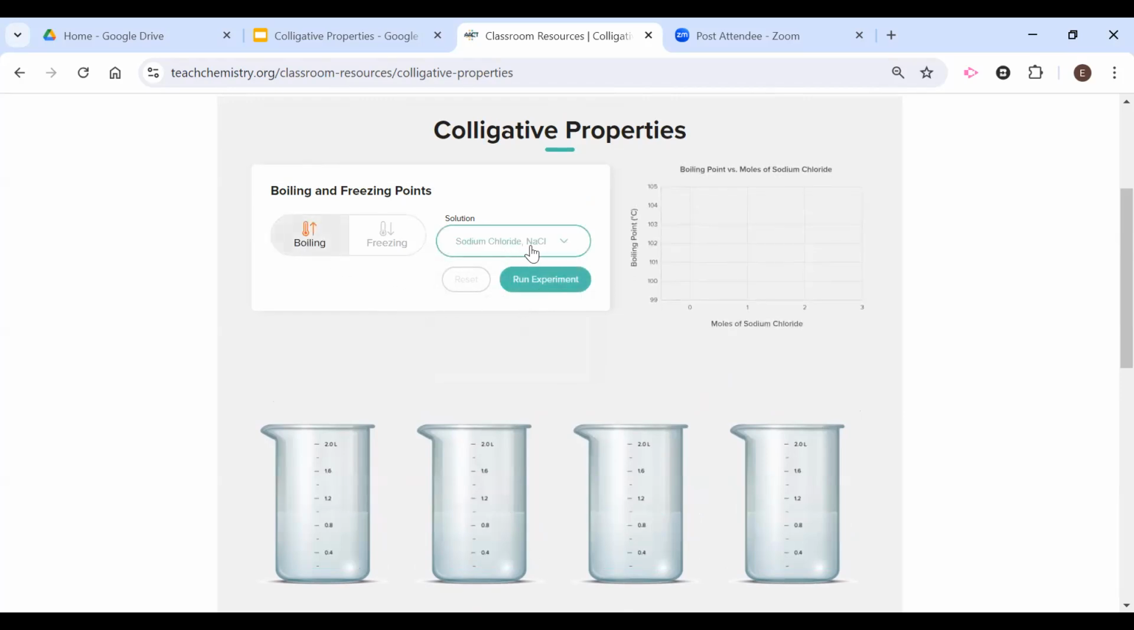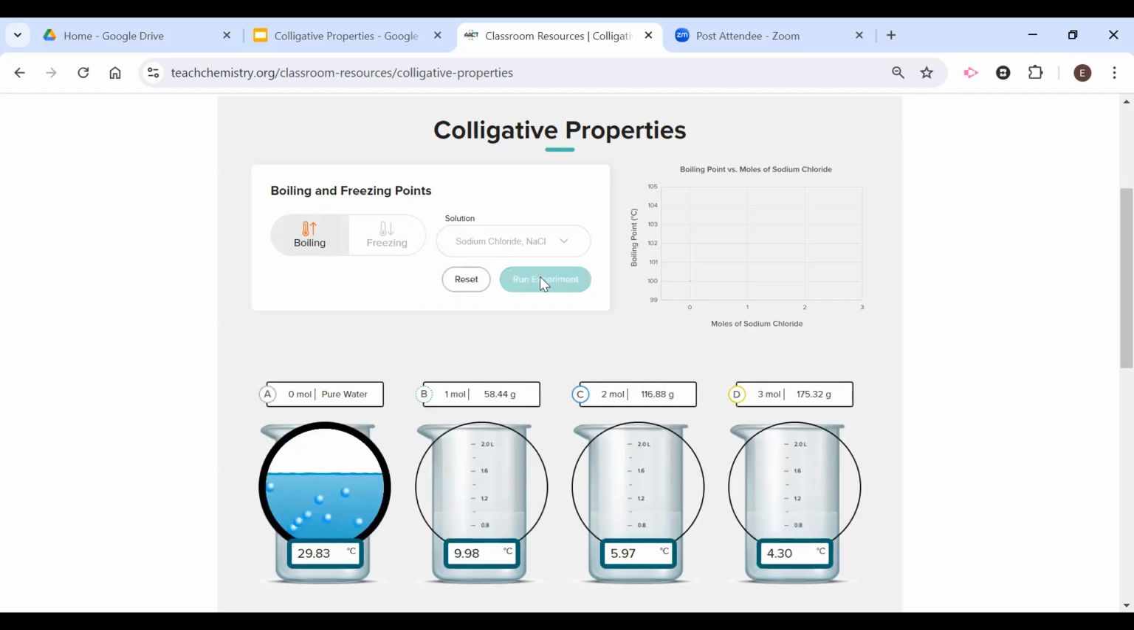This one we add sodium chloride. Remember, this sodium chloride is an ionic compound. It will break apart, so you have 2 solids, sodium ion and chloride ion, because it will break apart. Look at that.